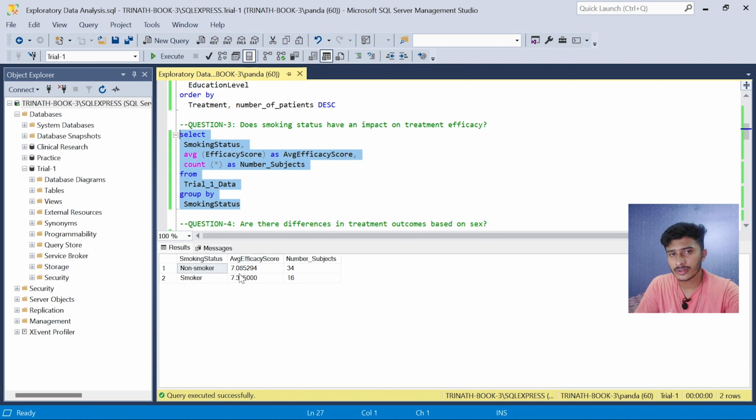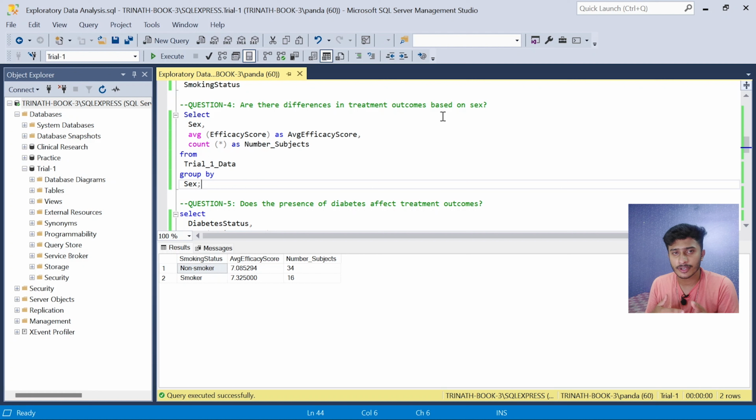So we're going to see what the average efficacy score is according to how many males there are and how many females there are, and whether there is any difference between male and female and their average efficacy score. So here we selected sex, then average efficacy score, and we selected the whole table to count how many males and females there are. Then we have grouped them by sex. Okay, so let's execute this.